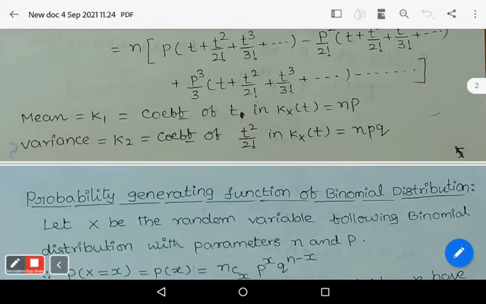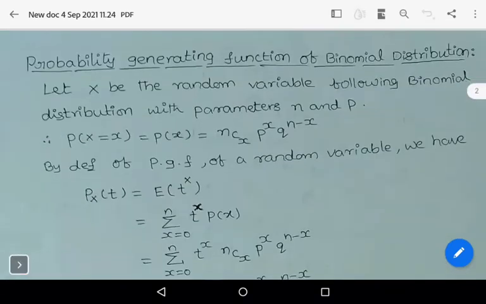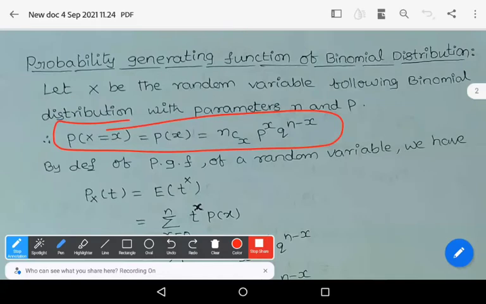Now let us see the probability generating function of the binomial distribution, which is also simply denoted by PGF. First, we write the definition of the binomial distribution. Let X be a random variable following the binomial distribution with parameters n, p. Then P(X = x) = nCx p^x q^(n-x).